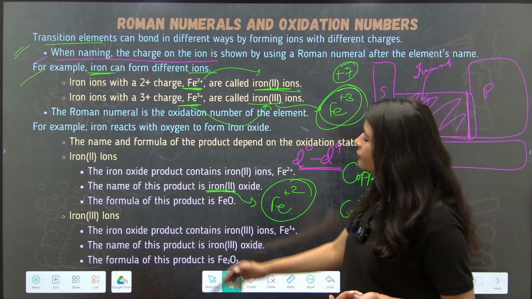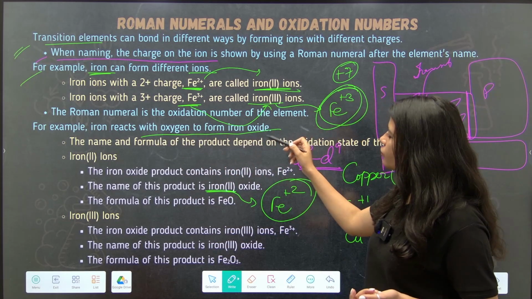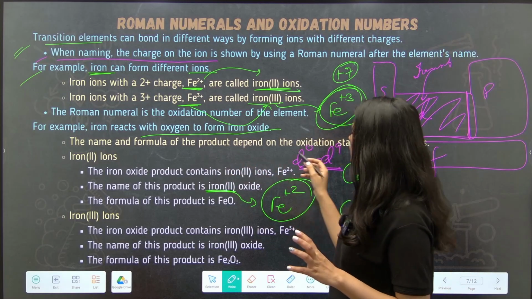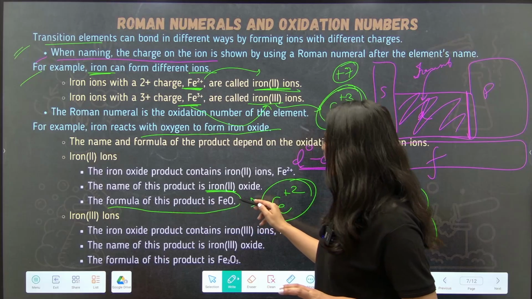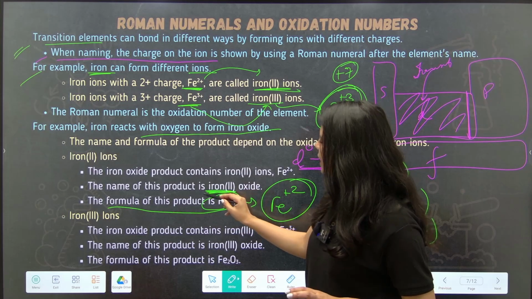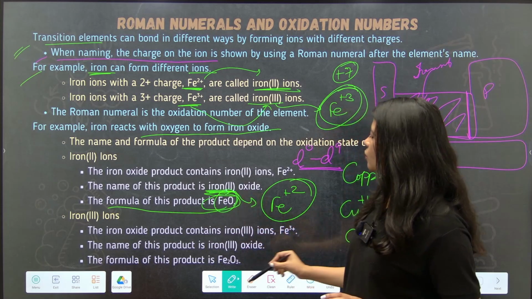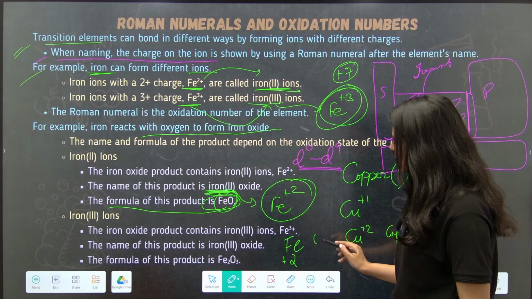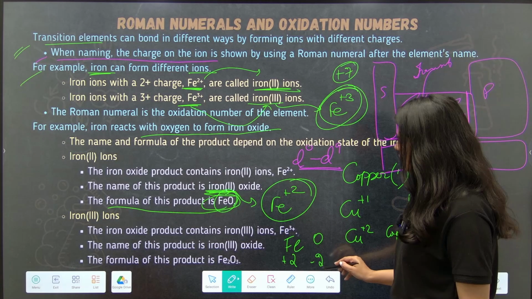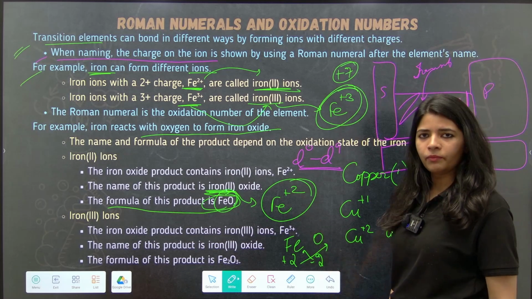For example, iron reacts with oxygen to form iron oxide. Now how do we write the iron oxide? Here the formula of this product will be FeO when we are taking iron as 2. Why? Because Fe is in +2 oxidation state and oxide is in -2, so we crisscross and we get FeO.